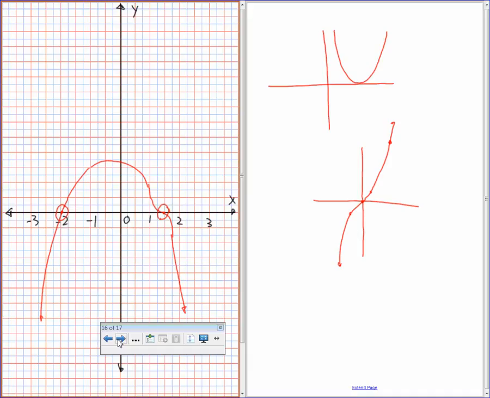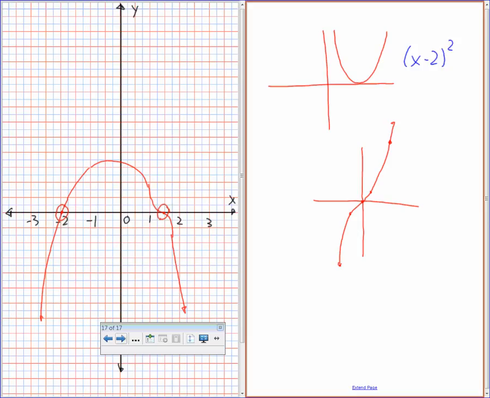Think about the vertex: the vertex is on the axis. You'd write that as x minus 2 squared, a double root. If you were to graph this equation, it would look something like this. So that's a double root, it just nicks the axis, it doesn't actually go through.